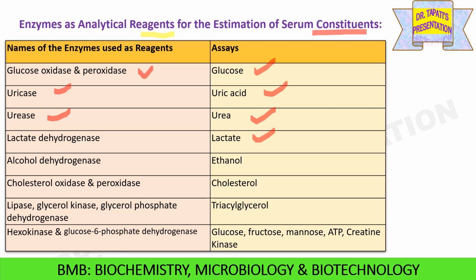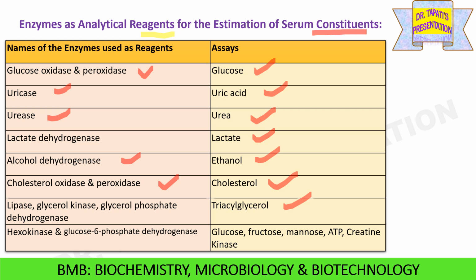As well, if you consider alcohol dehydrogenase activity, through measurement of this enzyme activity, ethanol content can be measured. Cholesterol oxidase and peroxidase activities can be measured in order to check cholesterol content present in serum. Lipase, glycerol kinase, and glycerol phosphate dehydrogenase enzyme activities are checked in order to estimate triacylglycerol content present in serum.